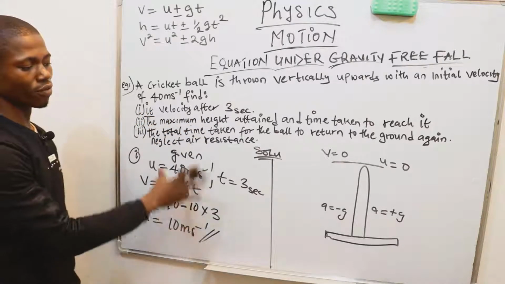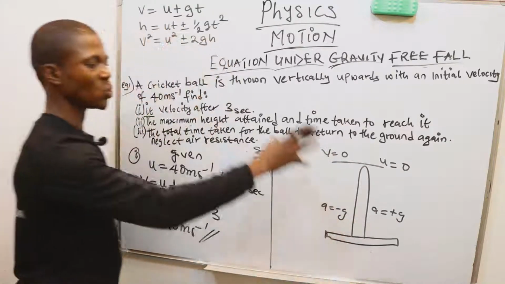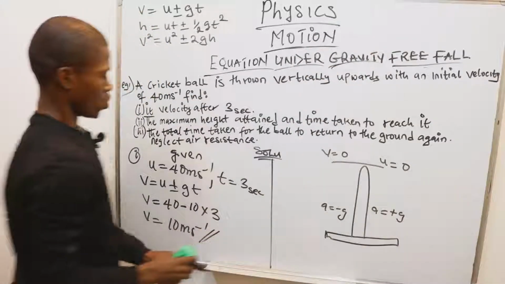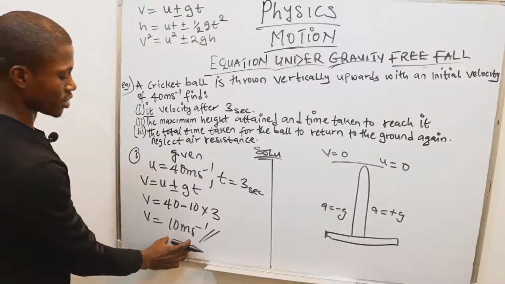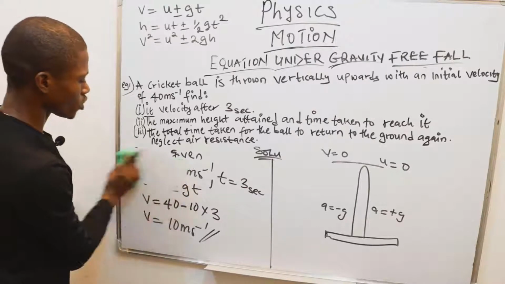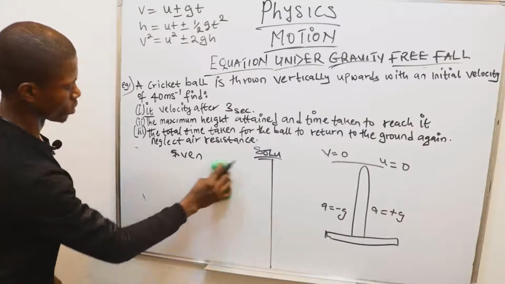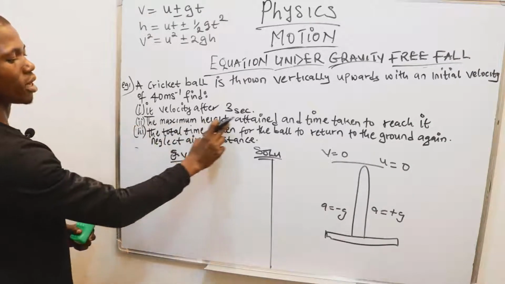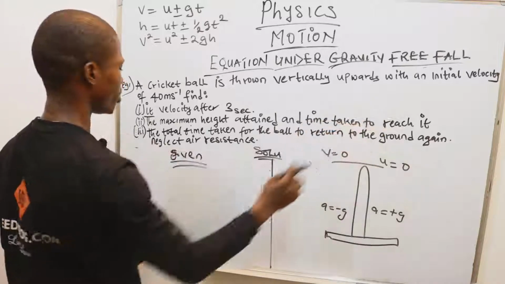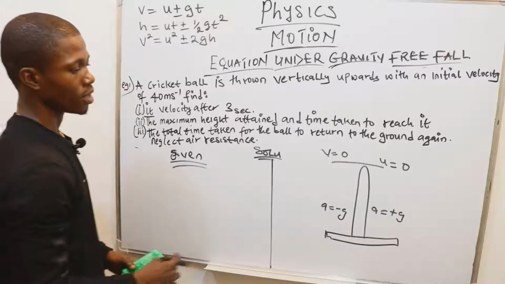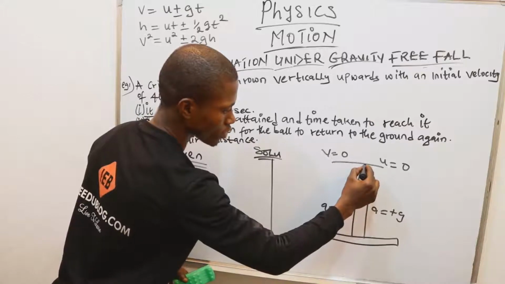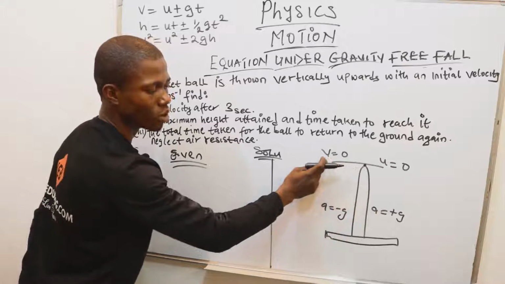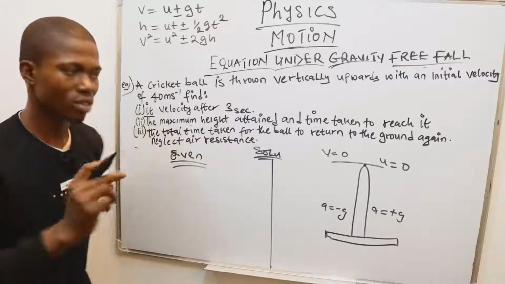So we are going to be solving everything here because we need this diagram to analyze every question before we start solving. We are done with our (i), which the answer is 10 meters per second. Okay, let's go back to (ii), which says the maximum height attained and time taken to reach it. The maximum height. Okay, they want to know the maximum height attained. But we know at the maximum height, our velocity is equal to 0. Our final velocity is equal to 0.